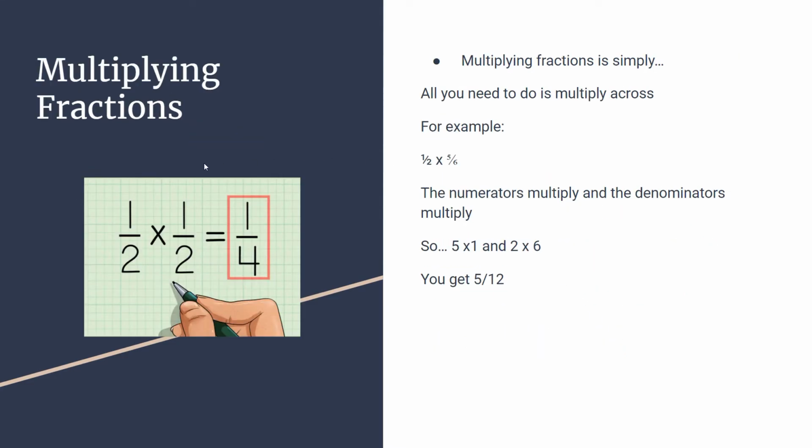Multiplying fractions. Multiplying fractions is a lot easier than adding and subtracting fractions. You multiply fractions by just multiplying across. So half times 5/6. You multiply 1 and 5, which is 5, and 2 and 6, which is 12. So half times 5/6 would be 5/12.